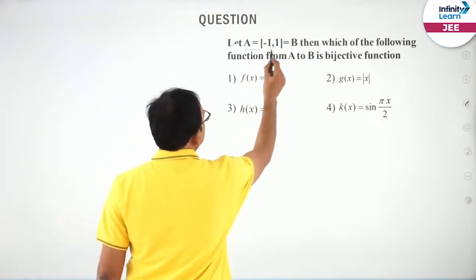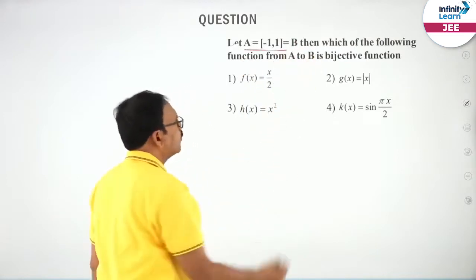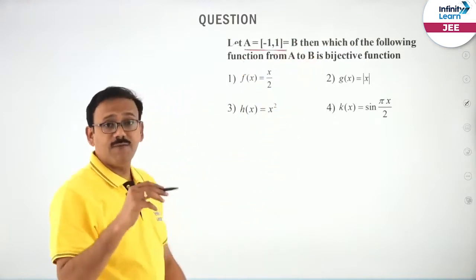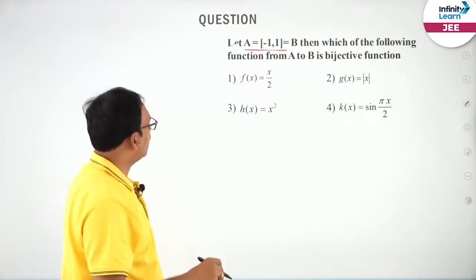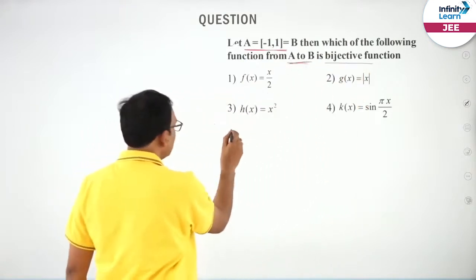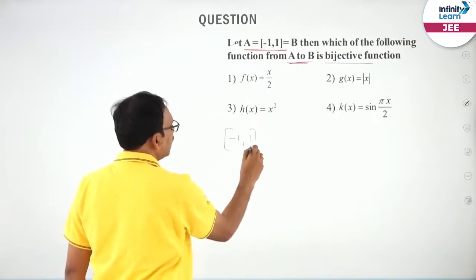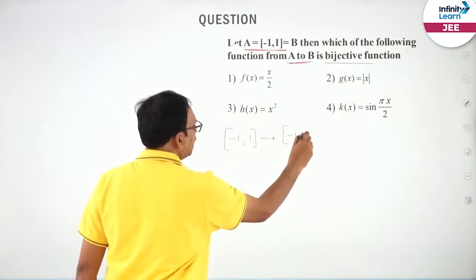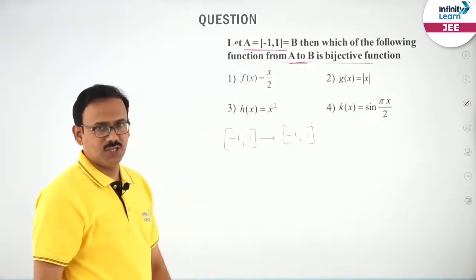A is minus 1 to 1, which is also B. Which of the following functions is going to be a bijective function from A to B? That means, from minus 1 to 1 to minus 1 to 1, it must be a bijection.